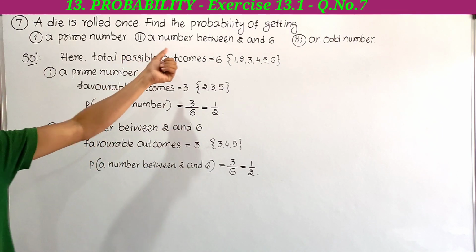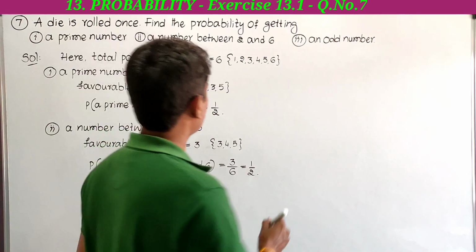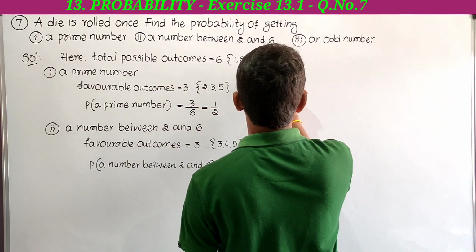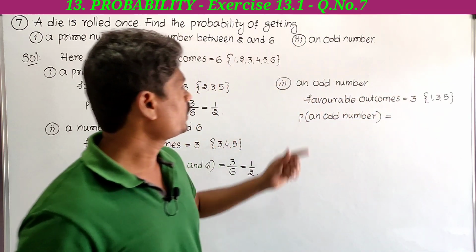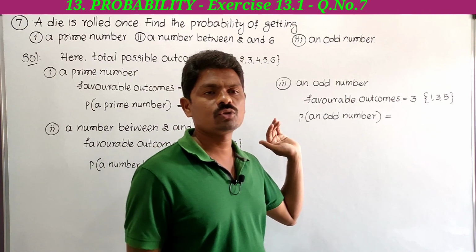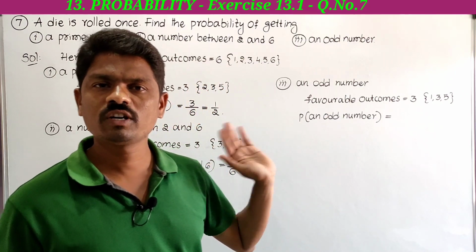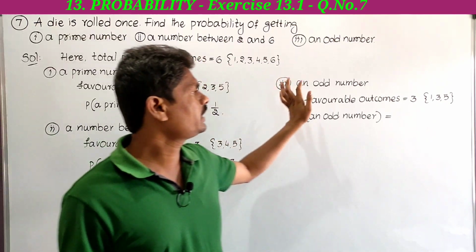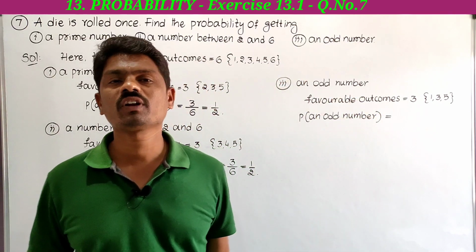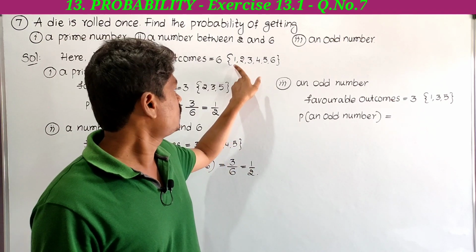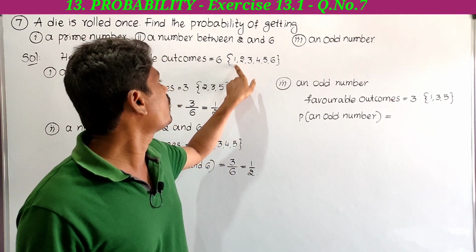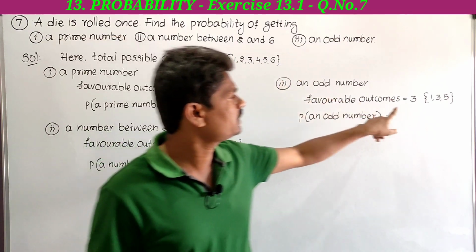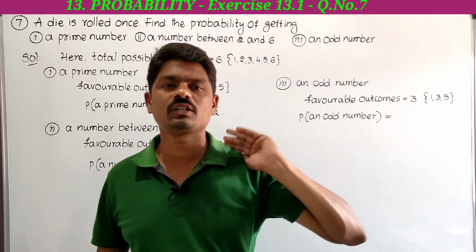So next, the third one, getting an odd number. Here also, if a die is rolled once, the total number of possible outcomes are 6 only. But the favorable outcomes for getting an odd number is 3, since the odd numbers are 1, 3, 5. How many are there? 3. So favorable outcomes are 3 here.